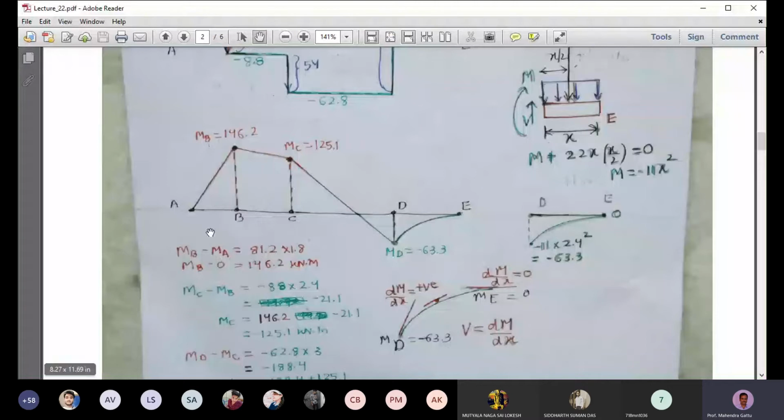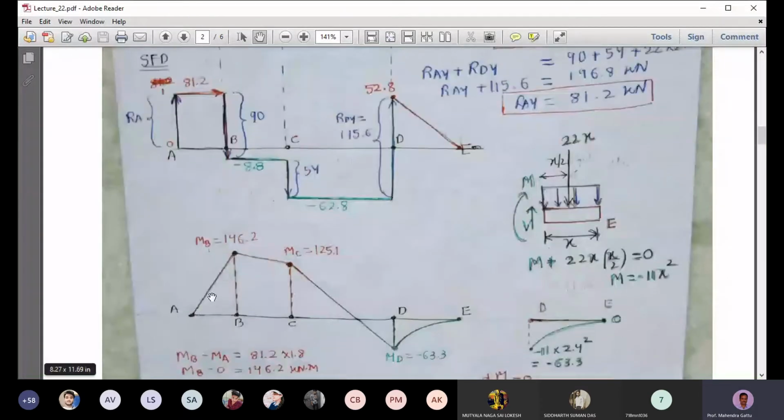Now how will you join A and this MB value with MA? So we know dM by dx is equal to V. That is, the slope of the bending moment diagram is equal to the shear force. So here dM by dx is equal to 81.2. It is a constant. So the slope of the bending moment diagram is a constant. So we have to join these 2 points with a straight line.